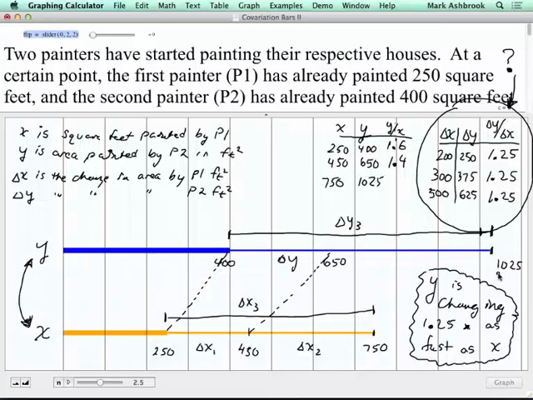Okay. If we knew a change, so now if I told you that painter X painted 75 more square feet, how much more did painter 2 paint? Talk to the person next to you. Represent it mathematically, not just the answer. How much more did painter 2 paint? Represent it with an equation.